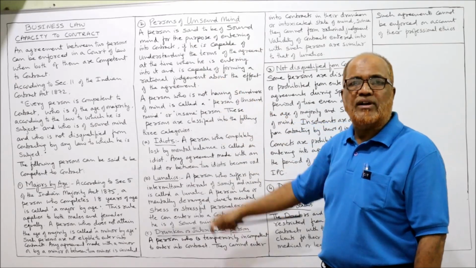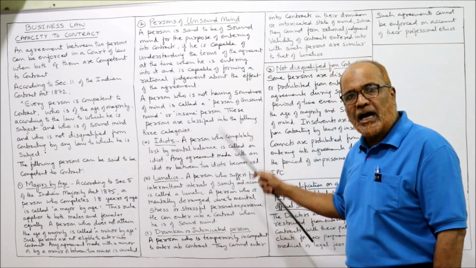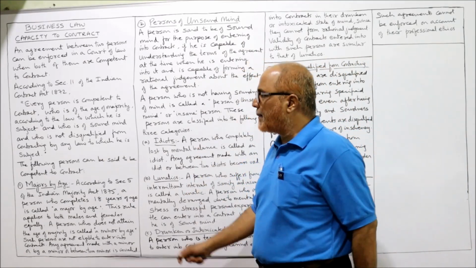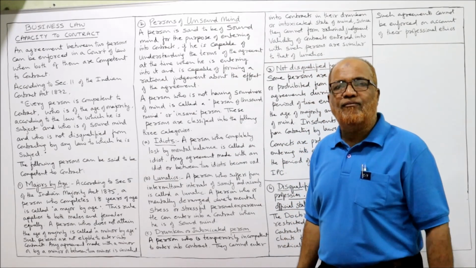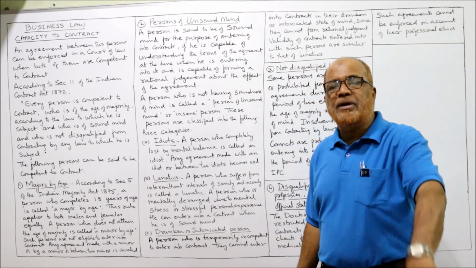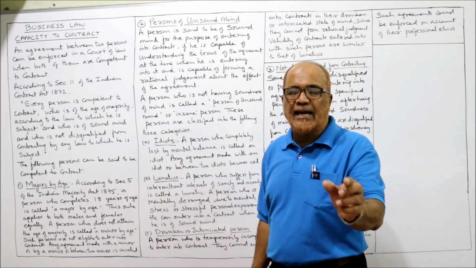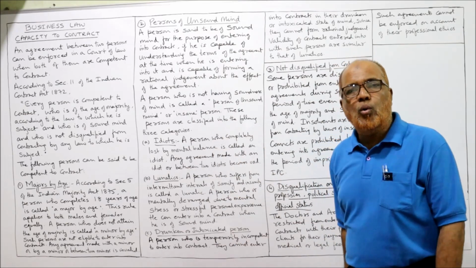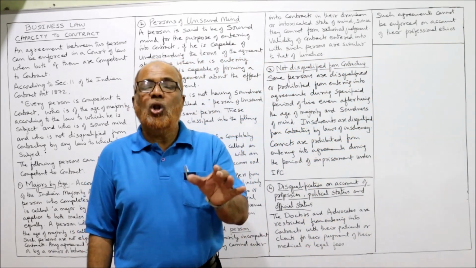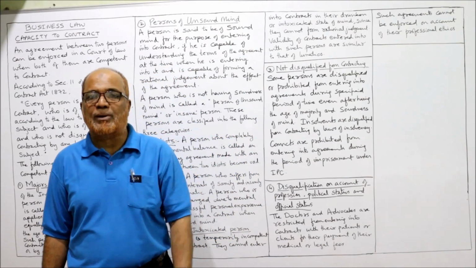So three cases will come under persons of unsound mind: idiots, lunatic and drunken person. So I have explained two cases regarding when a person is competent to enter into a contract. First, he who attains the age of majority. Second, who is of sound mind. Thirdly, not disqualified by any law to which he is subject.